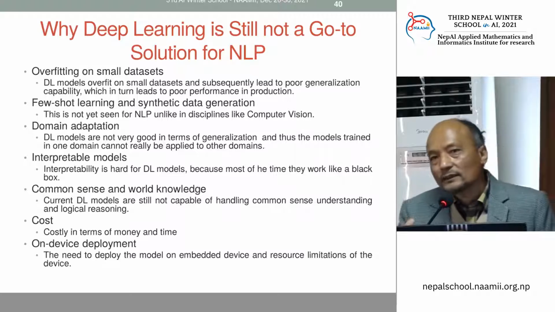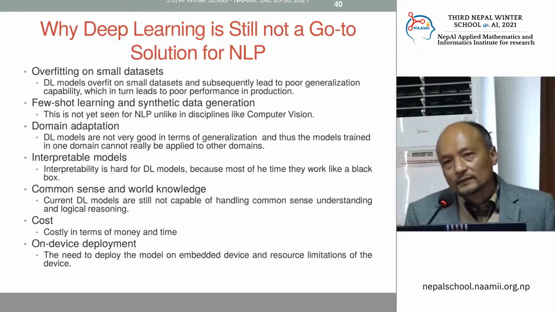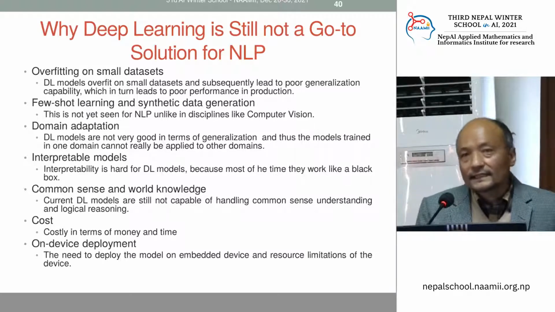So you would have smaller datasets, and when applying deep learning techniques to smaller datasets, there is a high chance that your model gets overfitted.